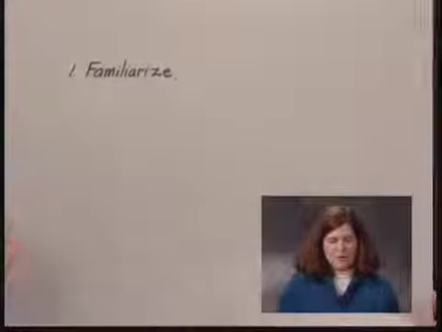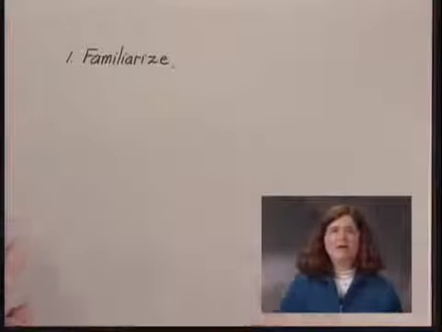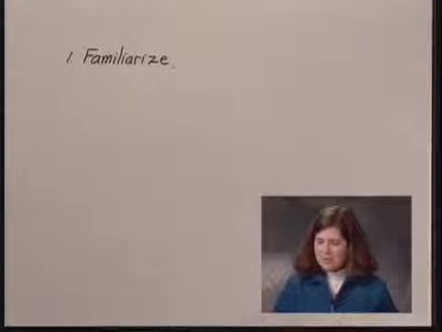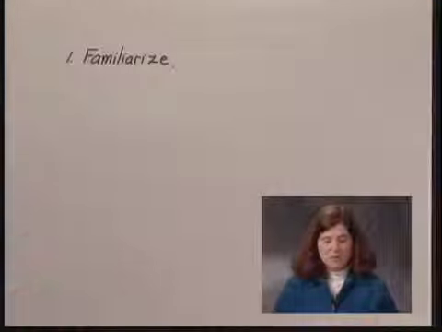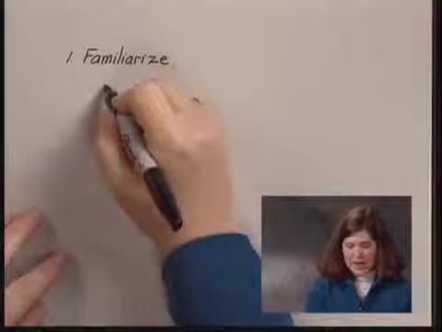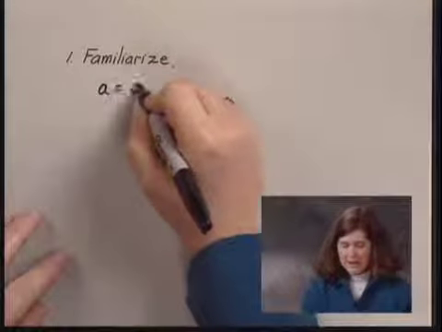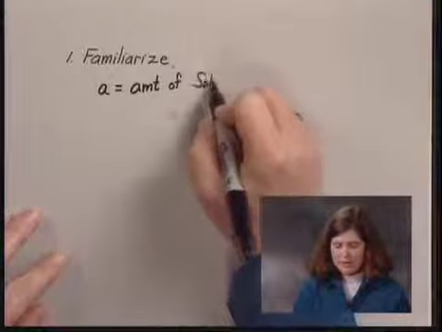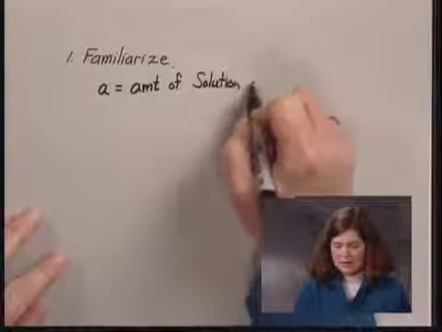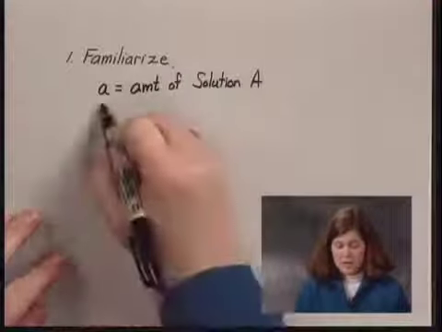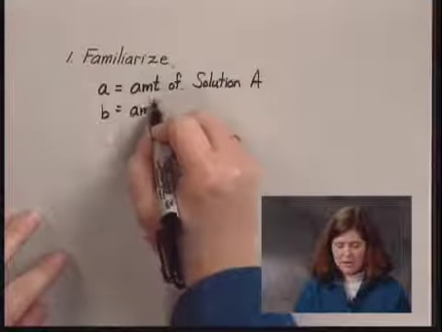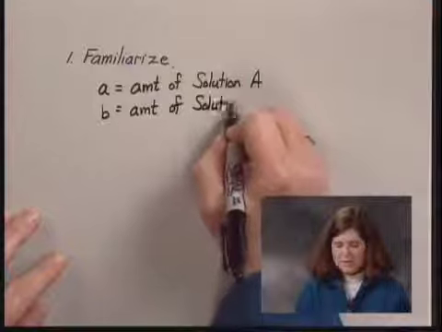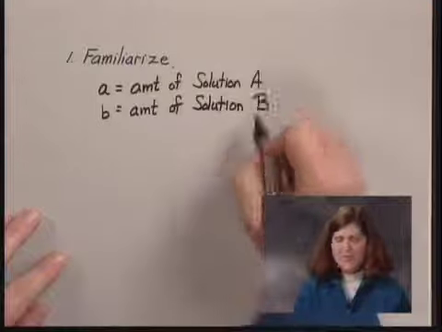Now, when we familiarize ourselves with the situation, after reading carefully, we want to define variables. Since we're talking about solution A and solution B, I'm going to let A equal the amount of solution A, and this will be in liters, and B equal the amount of solution B. Choosing A and B here will help remember what they stand for.